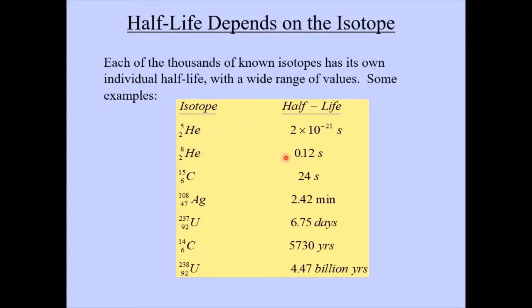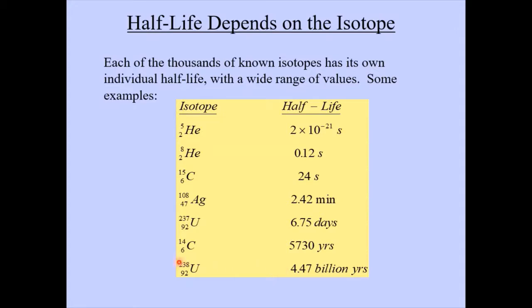Helium-8 has a half-life of about 1/10 of a second. Carbon-15, now we're talking about 24 seconds. Silver-108 has a half-life of about 2.5 minutes. Uranium-237, about 7 days. Carbon-14 is 5,730 years. And look at this one, uranium-238 has a half-life of about 4.5 billion years.